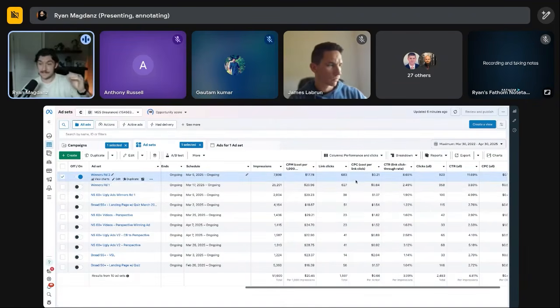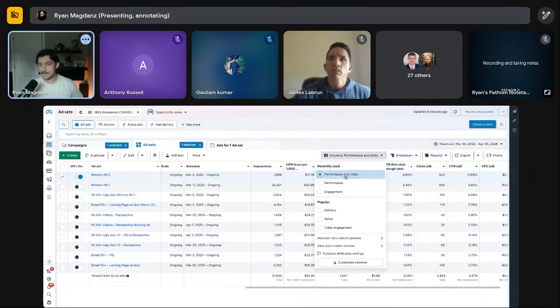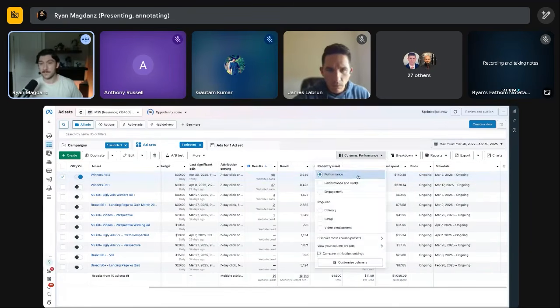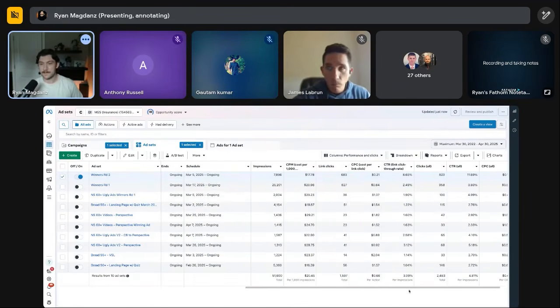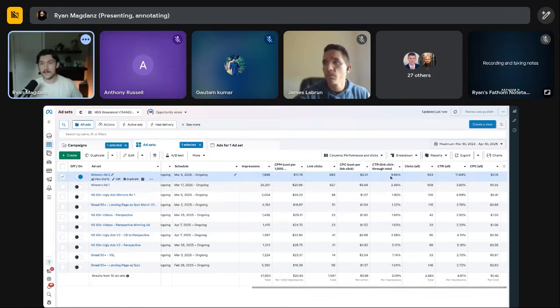But because we're giving this all even spends, we want to drop this down and do performance and clicks, not performance. Performance won't really give us what we want. We want to do performance and clicks. And then we want to look at the CTR, link click-through rate. This is what is most important in this testing phase. We want this to be usually over 1%, ideally over 1.5%.